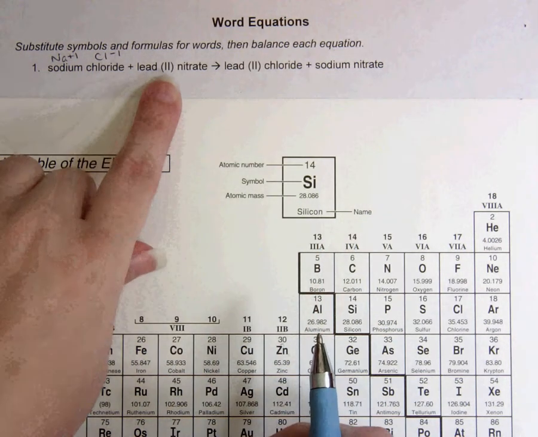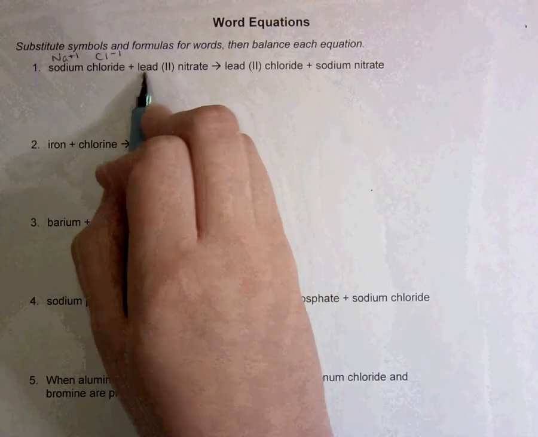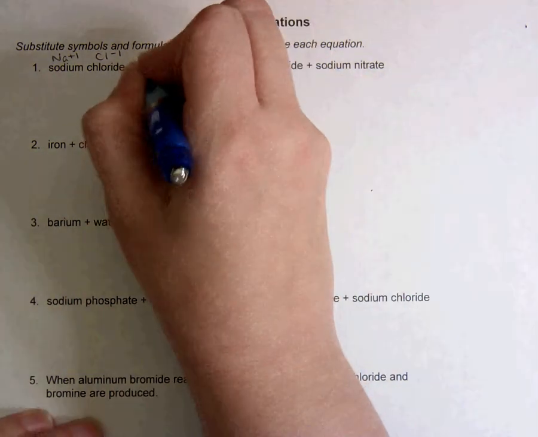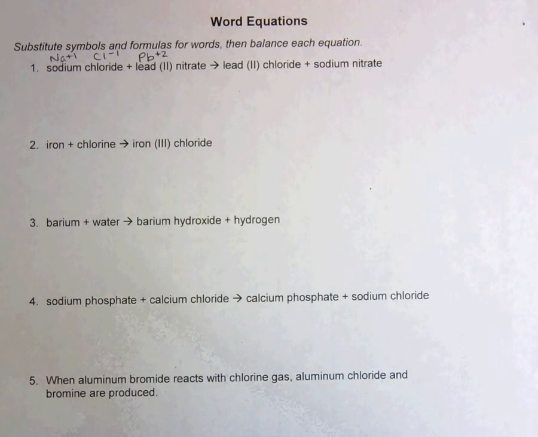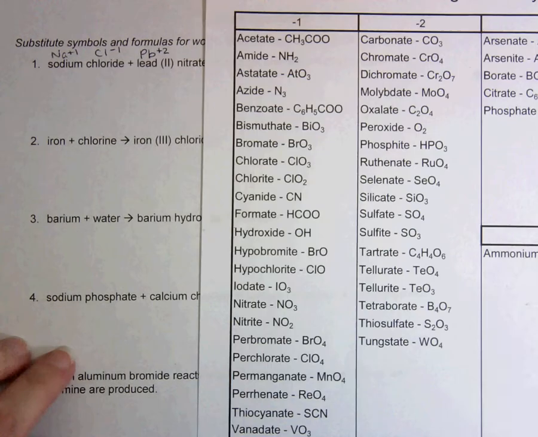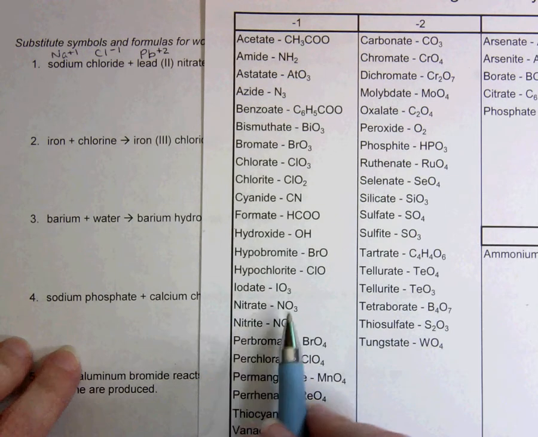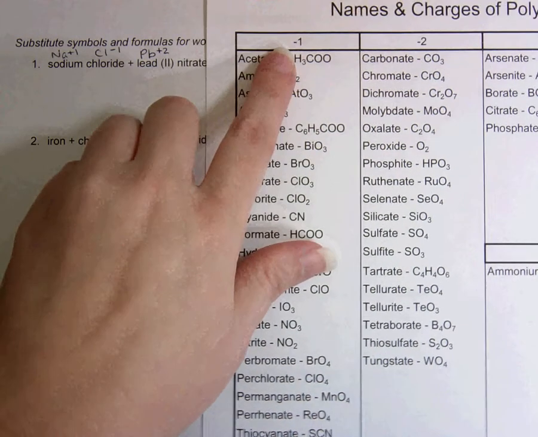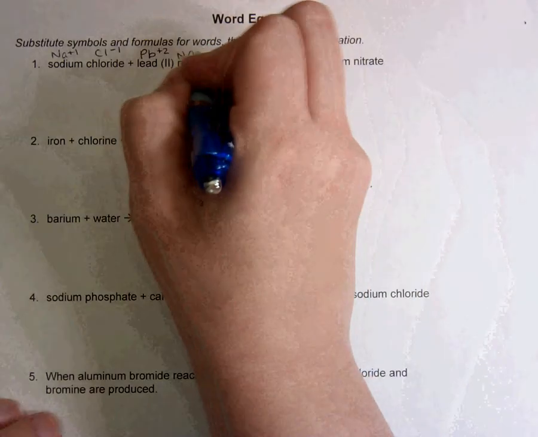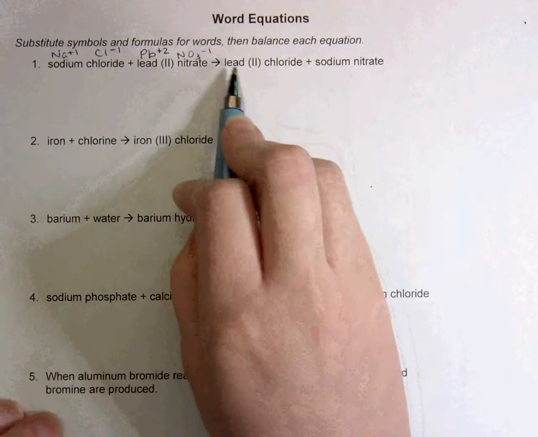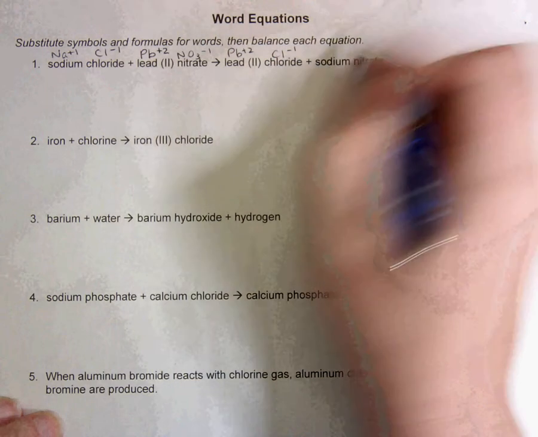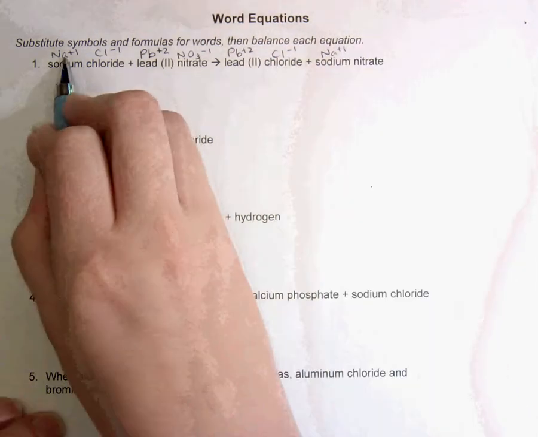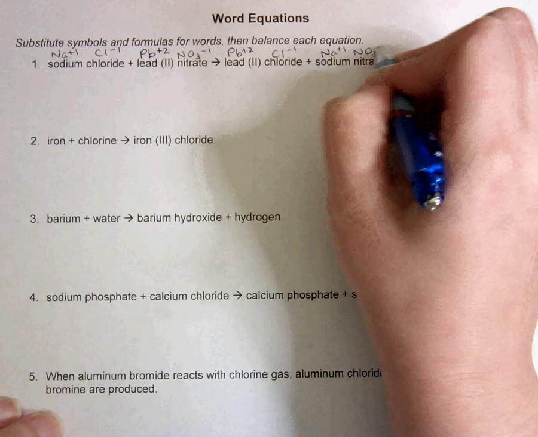This lead 2 tells me that it's lead with a charge of 2. Lead symbol is Pb, and that 2 in parentheses means it has a +2 charge. So I don't even have to look that up on my periodic table. It's in the name for me. And nitrate is on my polyatomic ion chart right here, nitrate NO3 with a -1 charge. And same stuff again: lead 2 was Pb +2, chloride was Cl -1, sodium is Na +1, it's the same as what I had over here, nitrate is NO3 -1.